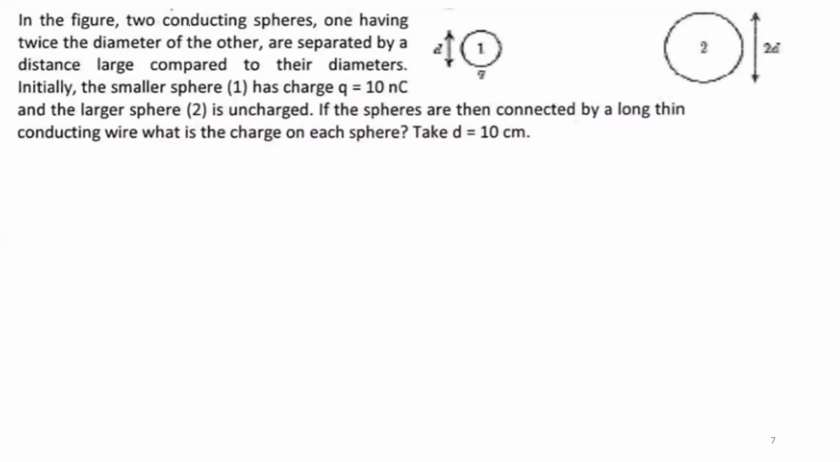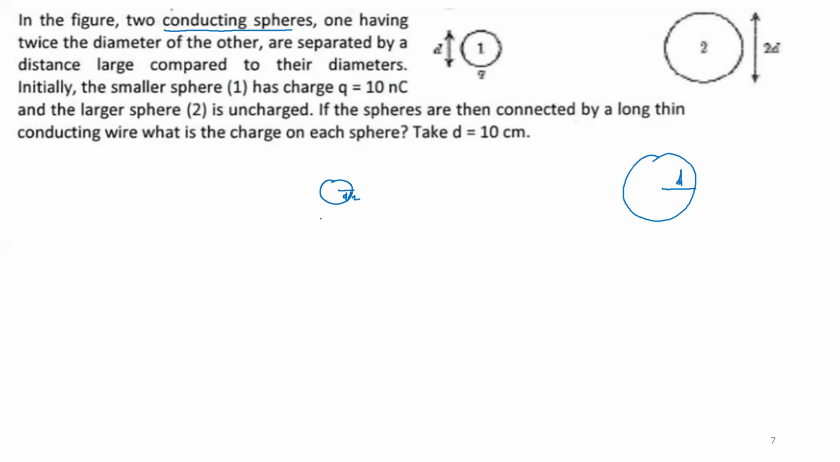So in this figure, we have two conducting spheres, one having twice the diameter of the other. They are separated by a large distance compared to their diameter. So here I have one sphere. The diameter is D, so the radius is D divided by 2. And here I have a larger metallic, conducting sphere. The radius is D.